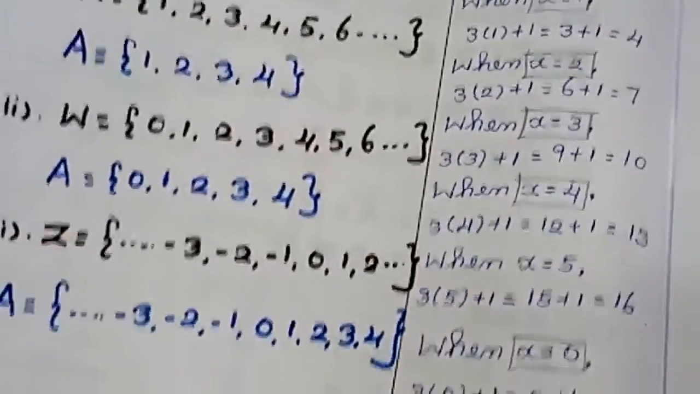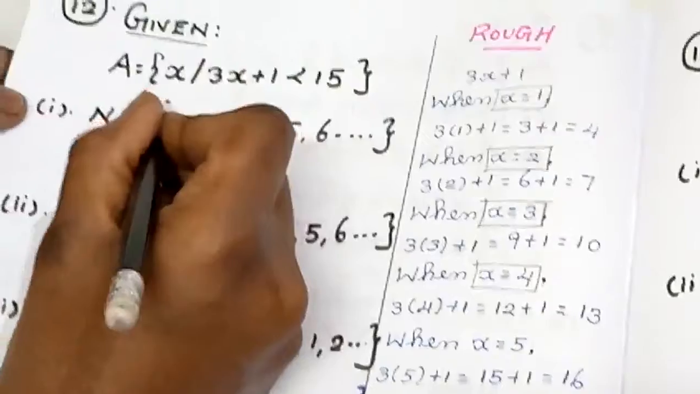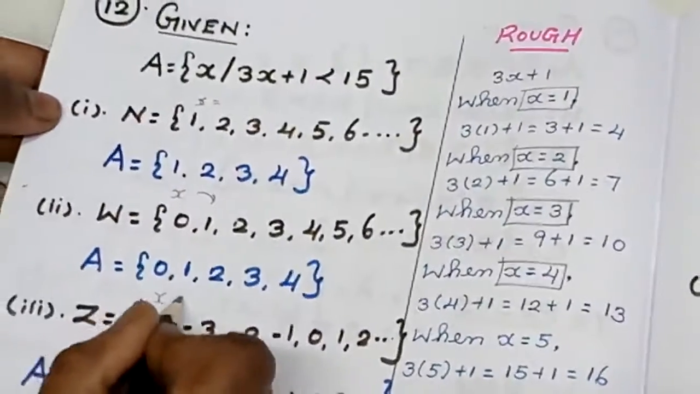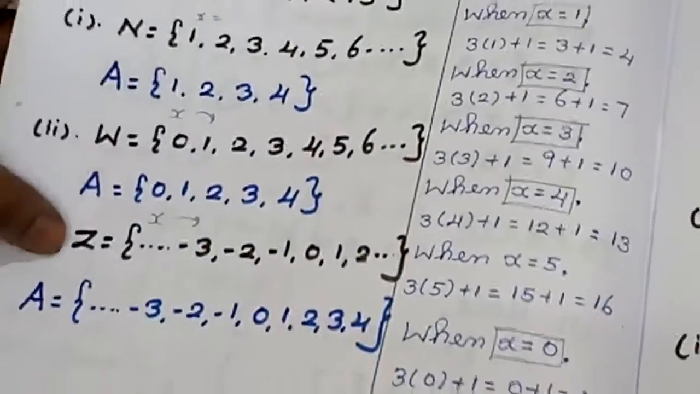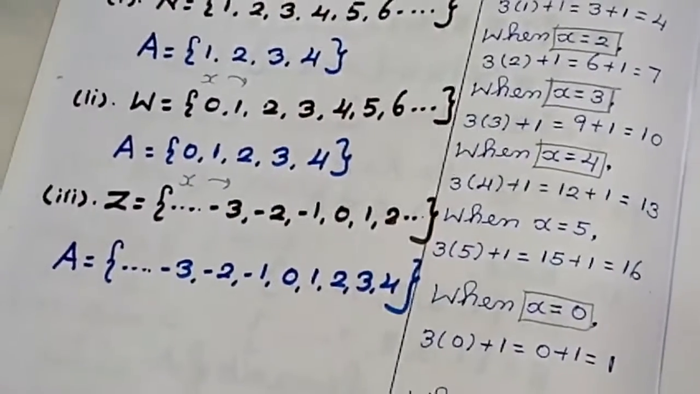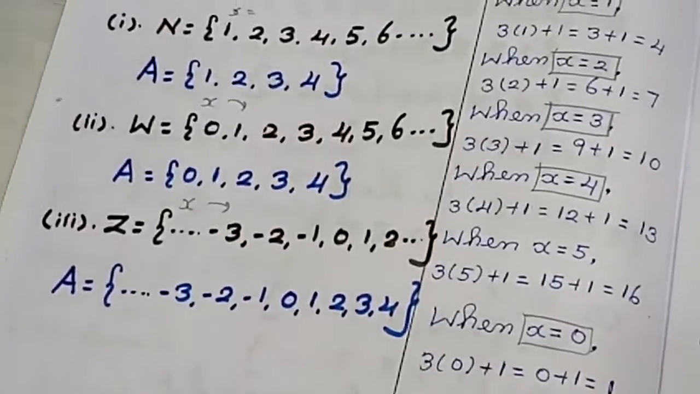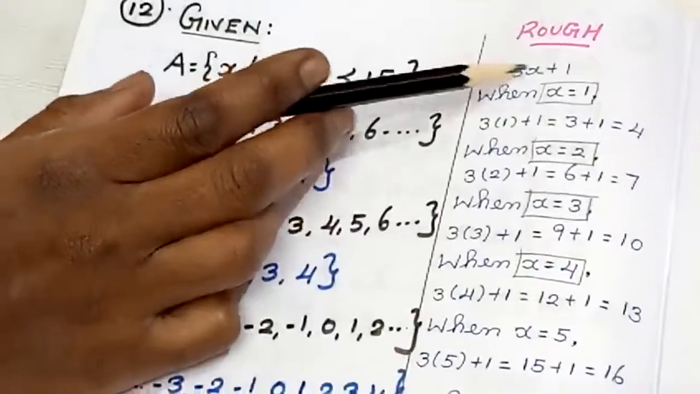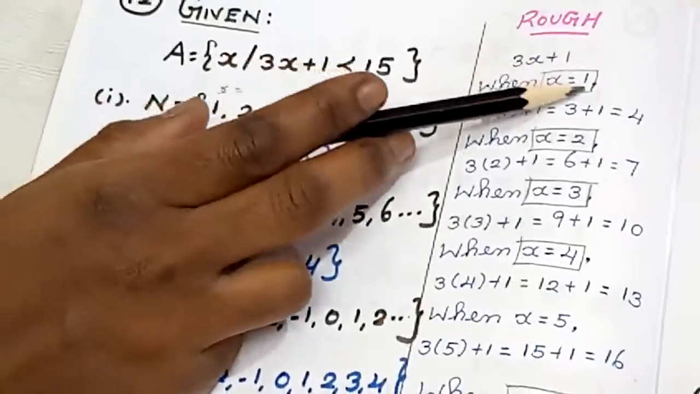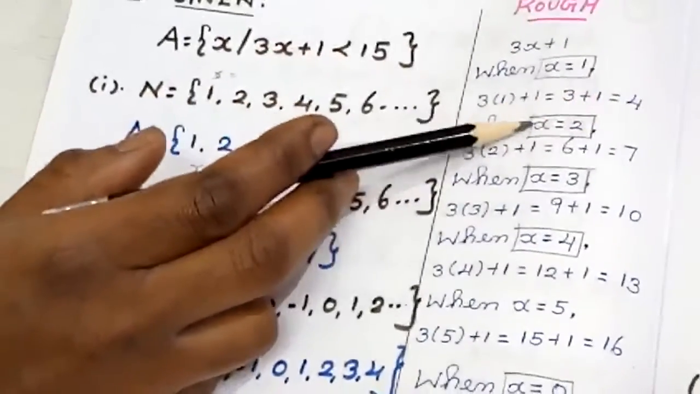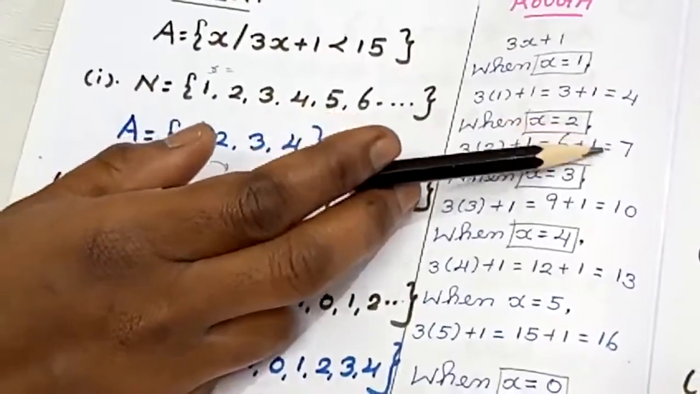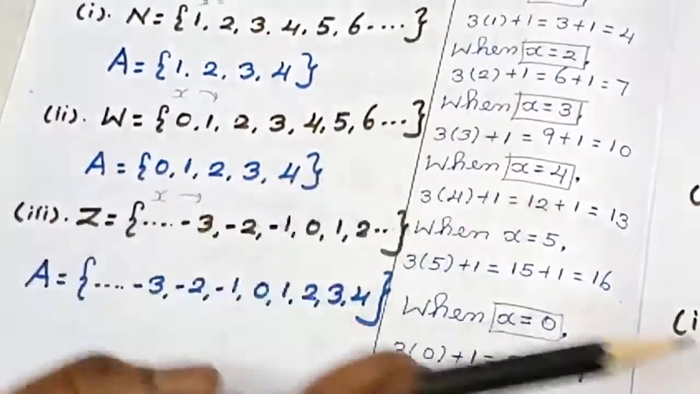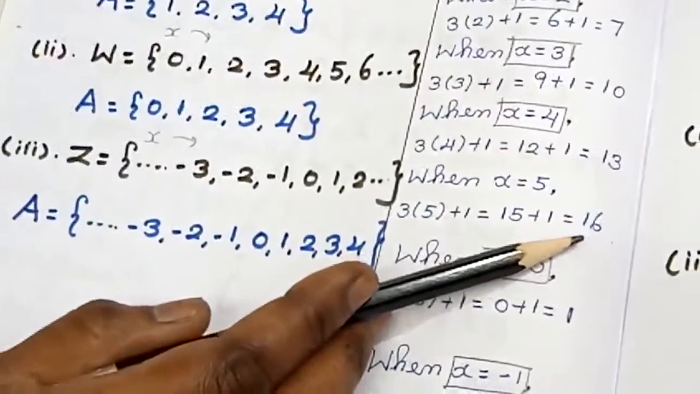So what I am going to do here is give the values of x. Understand properly, students. In place of N, W, Z, those are the values for x I am going to give. Take the equation, just see the rough work. 3x plus 1. When x is equal to 1, I am getting the answer as 4. When x is equal to 2, I am getting 7. x is equal to 3, 10. x is equal to 4, 13. And x is equal to 5, I am getting the value as 16.